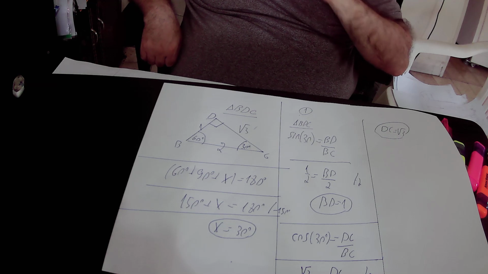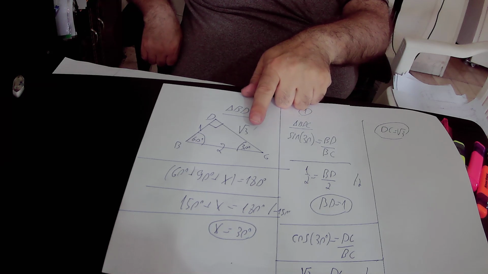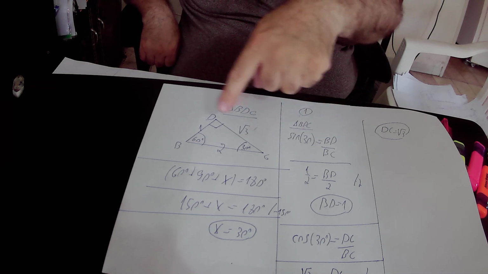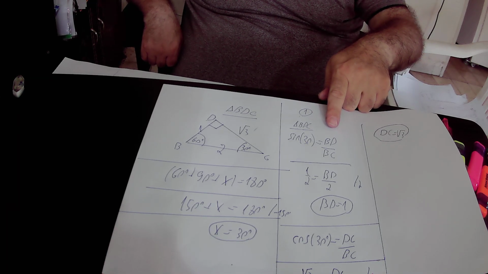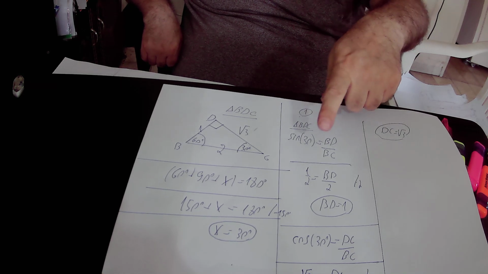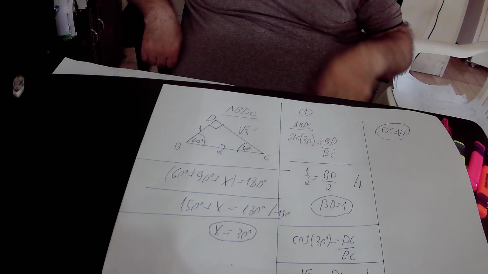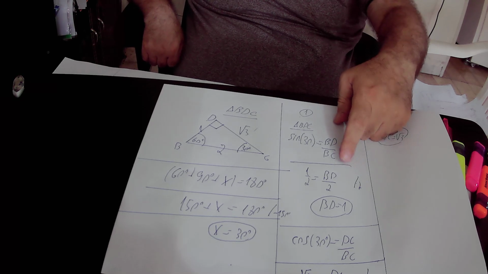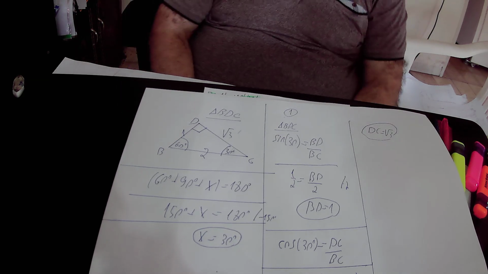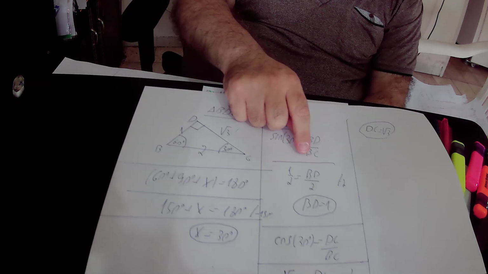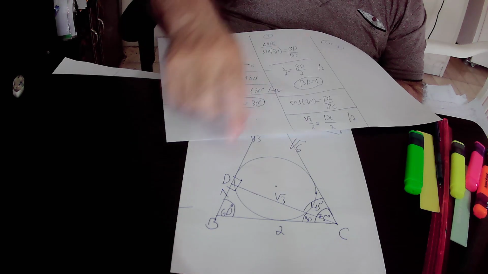Okay, so we continue to focus on the right triangle, triangle DBC. In the right triangle DBC, sine 30 degrees equals BD over BC. Sine 30 degrees is 1 over 2, 1 half. So we substitute sine 30 degrees by 1 half, and it is equal to BD over BC. BC equals 2 units, therefore we substitute BC by 2 units. So we got 1 half equals BD over 2. We multiply this equation by 2 and find that BD equals 1 unit.